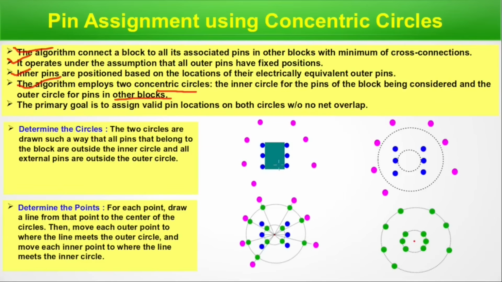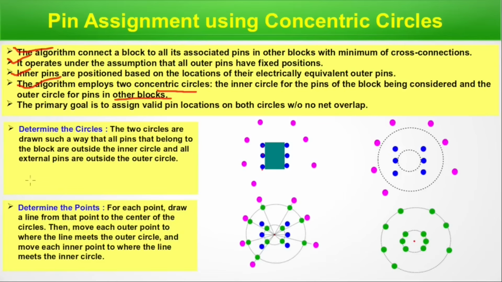So if that is the block, inside the block these are the pins and these are the outer pins. We consider one. First determine the circles. We consider a circle like that, between these two columns of pins, the maximum possible circle we are drawing here. And another concentric circle we are drawing like that. So two circles are drawn in such a way that all pins that belong to the block are inside the inner circle and all external pins are outside the outer circle. Within these two columns of pins, we are utilizing the maximum place. Similarly like that, and now determine the points.